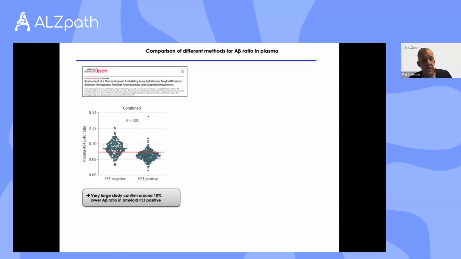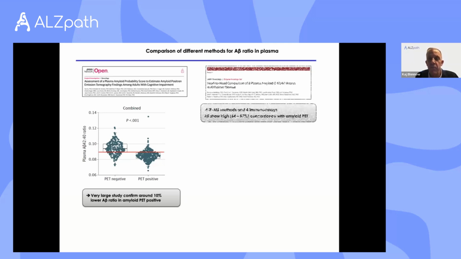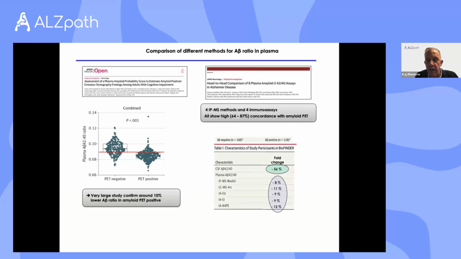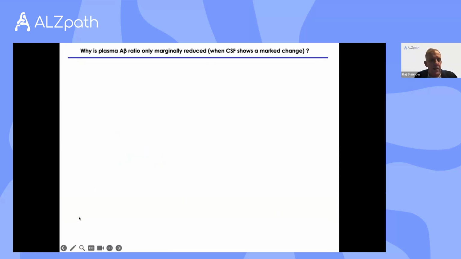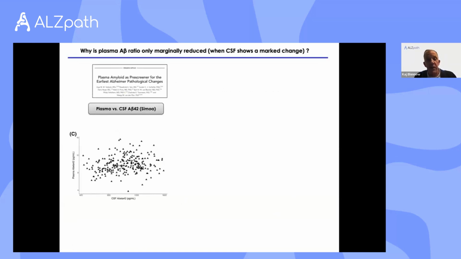For example, this study here, this is quite a high number of cases, but you can see the findings are in principle the same. So there's around a 10% reduction in the ratio in amyloid positive cases in plasma, but a very big overlap, which is a problem, of course. And this has been shown also using many other assays. So compared to CSF, there's only around 10% reduction in plasma. So then, of course, you can ask yourself the question, what is the cause of this? Why isn't it larger?